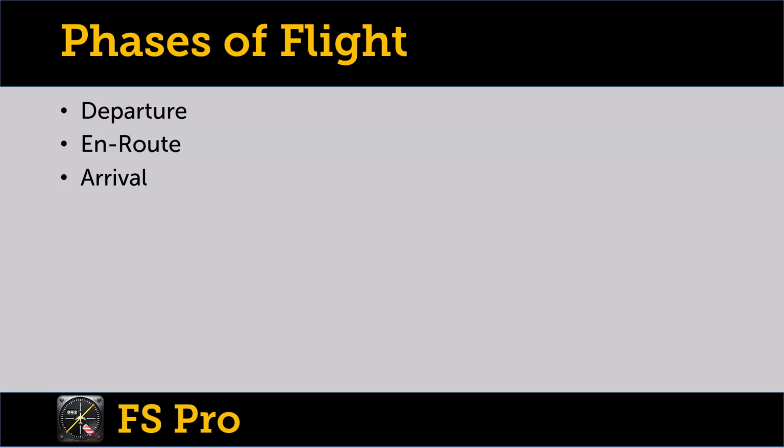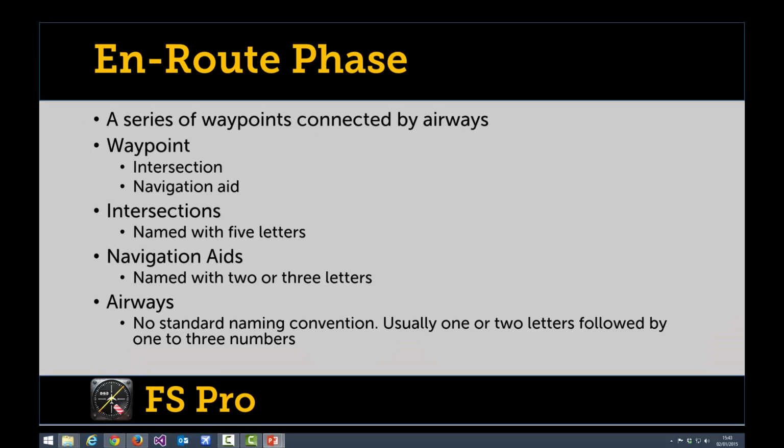For route planning purposes, it may help to think of our flight as having three phases: departure, en route, and arrival. Each of these phases is approached in different ways, with the departure and arrival phases dependent upon the en route phase. So let's start with that. En route flight planning consists of a series of waypoints and airways between those waypoints. A waypoint can be something like an intersection or a navigation aid like a VOR or an NDB.